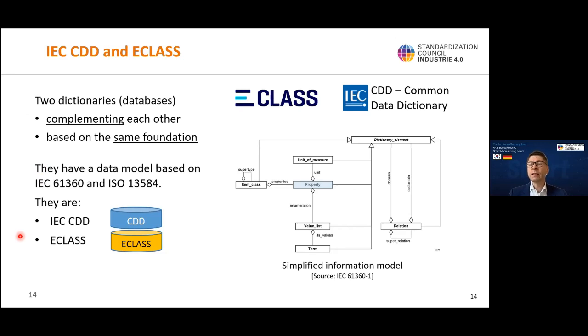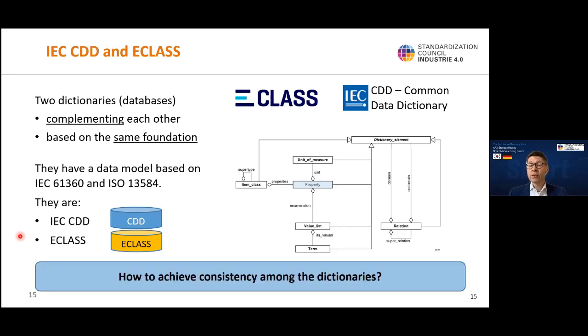So therefore, different approaches, or the question came up how to achieve a consistency among these dictionaries. Consistency here means it's not aimed to have both the same content, but to have both dictionaries use the same implementation, or that they are implemented in the same way, and also content which is available in both dictionaries should be the same or as similar as possible. So there should be no contradicting definitions in the two dictionaries.